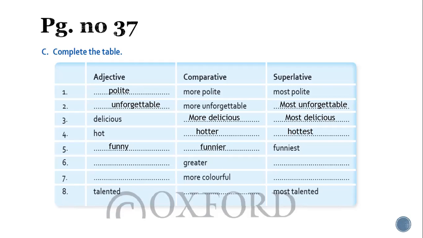Next one, comparative degree is given greater. So your adjective will be great and superlative degree will be greatest. Seventh one, more colorful. So colorful and most colorful. Last one, talented. So the comparative will be more talented. Okay, clear? So come on, write it down in your textbook with pencil.